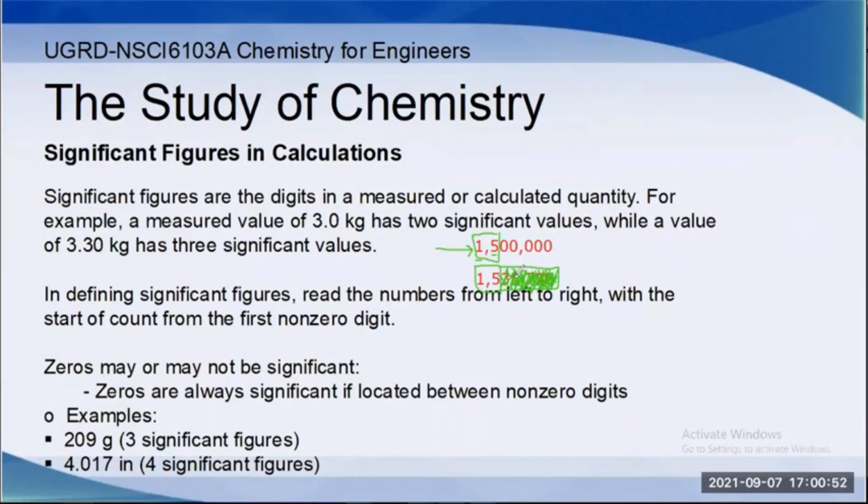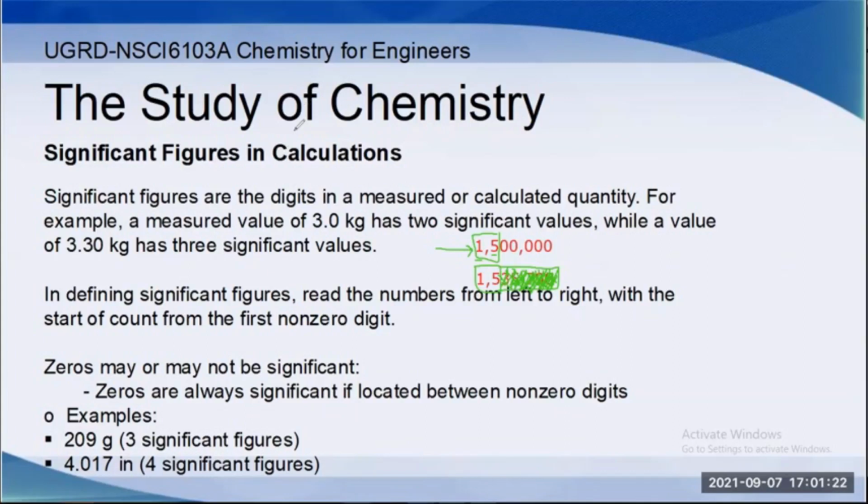So let's go with the rules. Rule number 1 in defining significant figures: read the numbers from left to right. So always from left to right. Start the count from the first non-zero digit. So for our example, 1,500,000, we started from the left. The first non-zero digit is 1, then 5. So the rest will be not significant because 1 and 5 are the only significant numbers here.